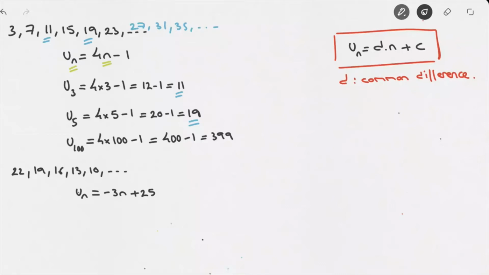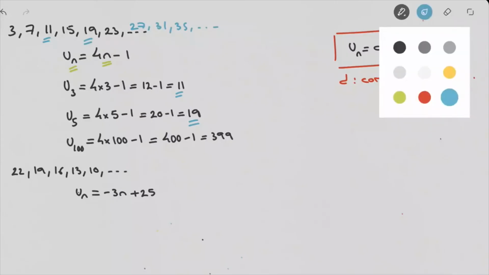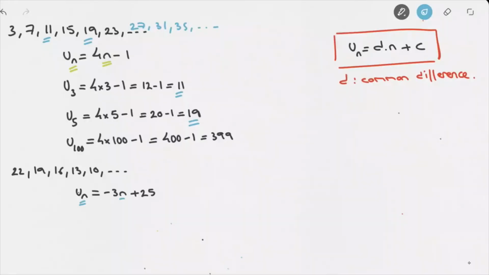Now let's just check that this formula works. Let's say we wanted to calculate the fourth term. Well, to calculate the fourth term, all we would have to do is, once more, replace n by 4. So to do that, we write u4 is equal to negative 3 times 4 plus 25. That leads us to negative 12 plus 25, which is equal to 13. And just as it did before, we can see that the fourth term in the sequence is the same as what we calculated with the formula.